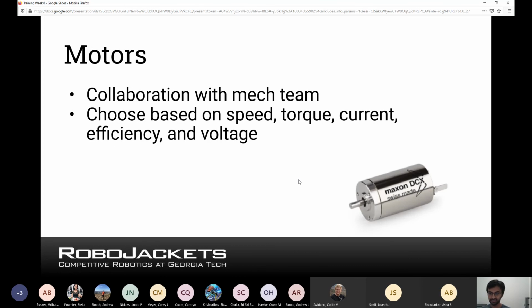So one common component, we see it on almost every robot, I would say actually every robot, is a motor. So the electrical team definitely needs to have some input in choosing the motor, and they're going to need to collaborate with the mechanical team to pick that motor. The way that you could choose a motor, you have to look at the speed, torque, current, and voltage, as well as the efficiency. And in the next slide, we're going to discuss some different types of motors and what each of them is successful at.